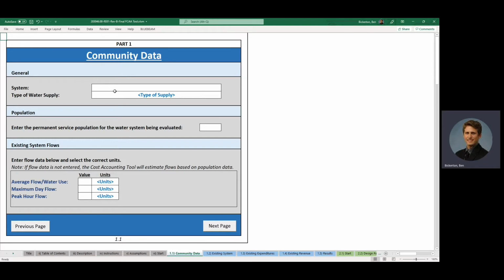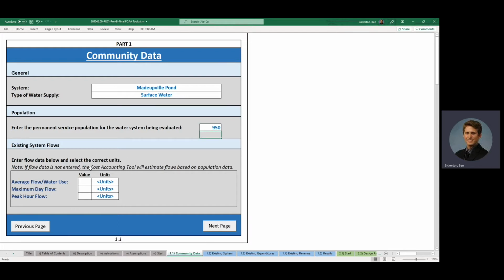So on this page, we enter the name of our system. It has one surface water supply, and we enter a permanent service population for our community. In our case, it's 950.